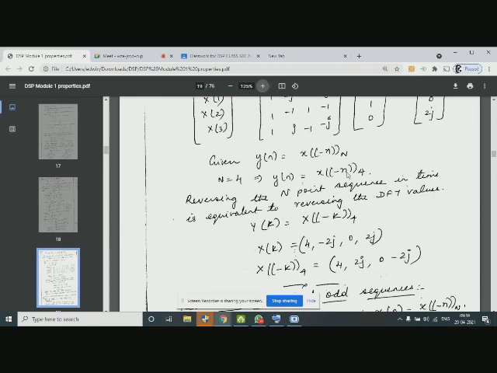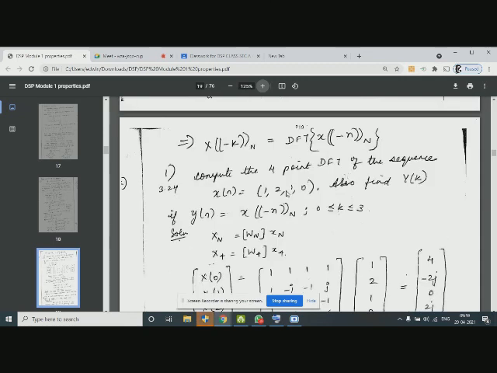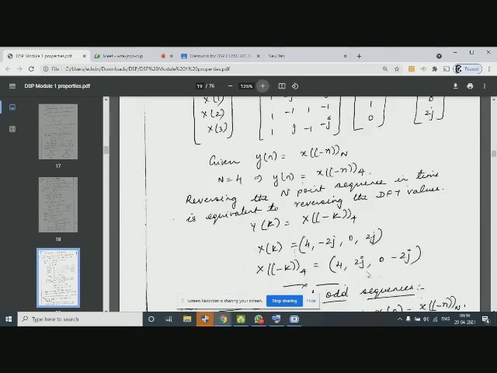So x of minus n is what? You will have, sorry, 0, 1, 2, 1. That will be your x of minus n. So take the DFT of that, that will be the same as x of minus k. Got it? So you prove this property. All these intermediate steps are not written here. You have to do it. You have to write it.